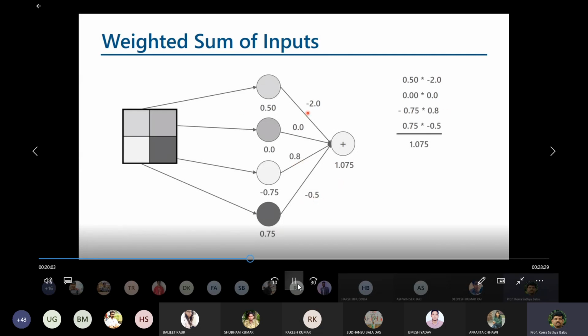So in that case, this input followed by wi xi. This is the weights, and this is the xi. If you calculate xi wi, this value is around 1.075. So the output of this particular neuron is 1.075, right?